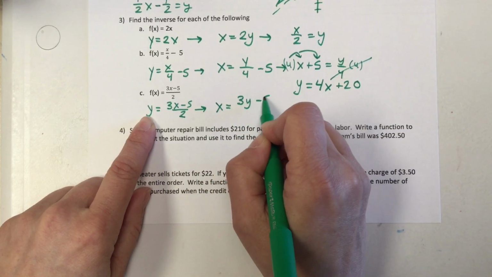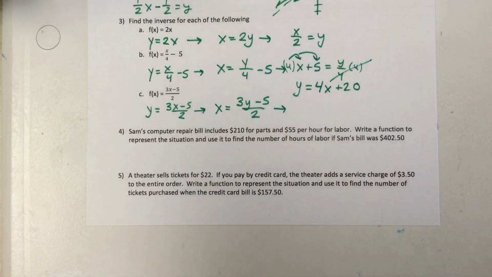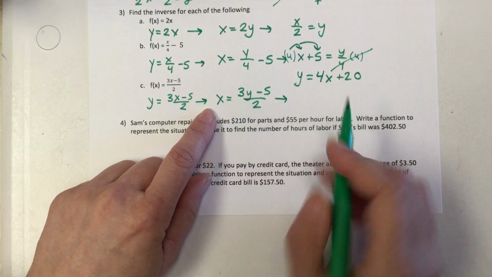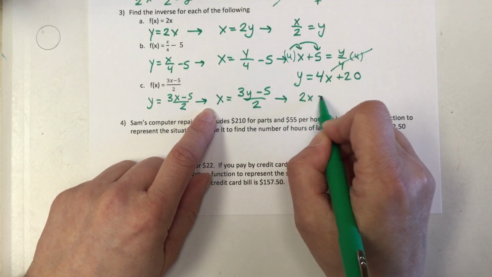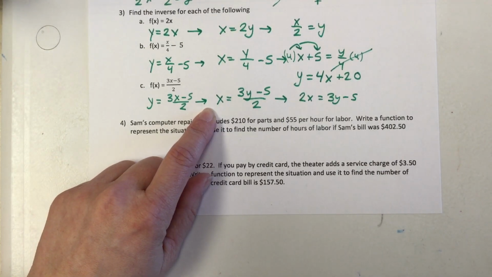X equals 3y minus 5 over 2. There's your second point. Now last step, I want to solve for y. So the first thing I would do is cancel the denominator, so I multiply a 2 over. So 2x equals 3y minus 5. I'm not done because you have to get y by itself.